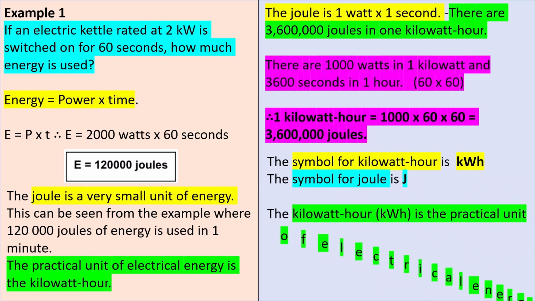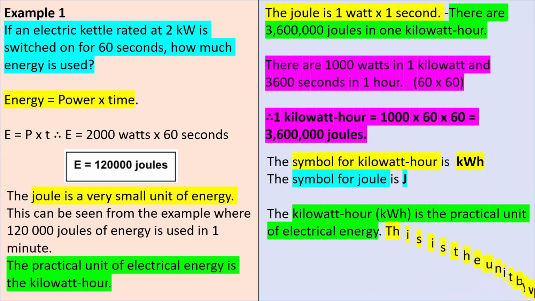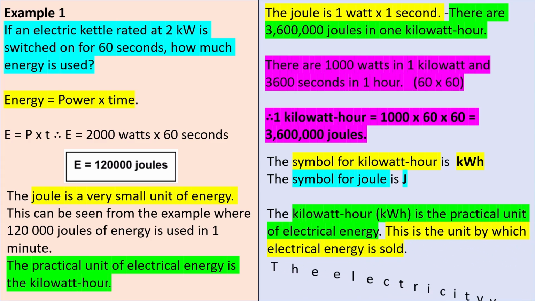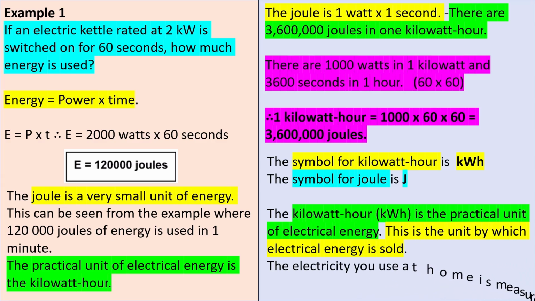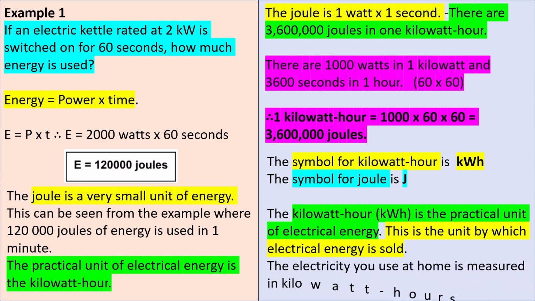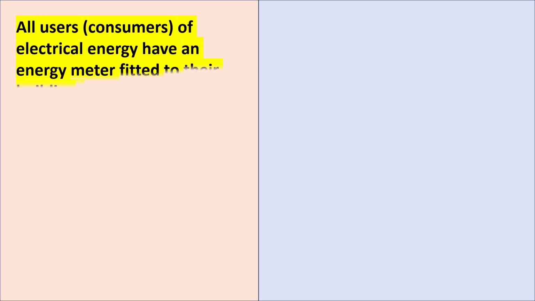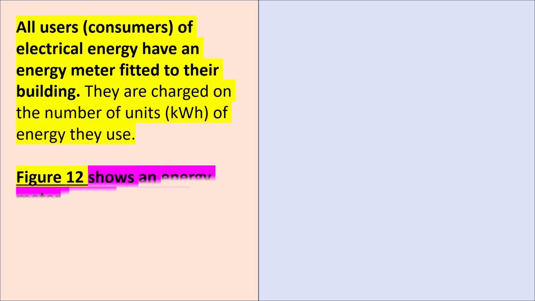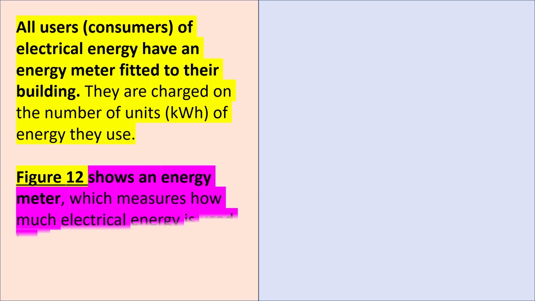The kilowatt hour, kWh, is the practical unit of electrical energy. This is the unit by which electricity is sold. The electricity you use at home is measured in kilowatt hours. All users or consumers of electrical energy have an energy meter fitted to their building. They are charged on the number of units, kilowatt hours of energy, they use.